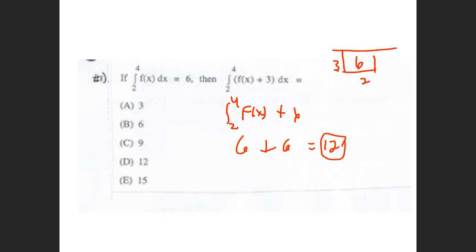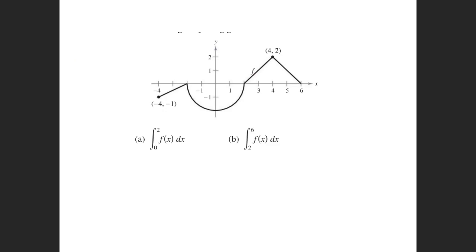Last problem for today. I think this is part of the assessment for this week. It gives you a function, and it asks you, what is the integral from 0 to 2 of f of x dx? And the dx just means that's a derivative there, so you don't have to worry about that. And what's the integral from 2 to 6 of f of x dx? Then I'm going to add one more to this problem. I'm going to add C.